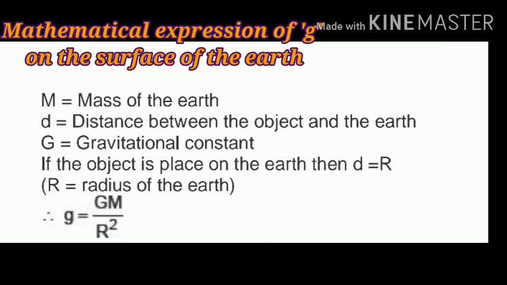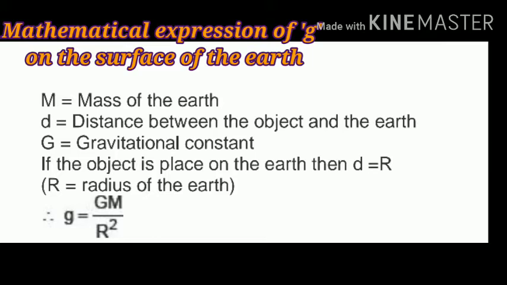So what is g? g is G into M by R square. So what are they? Capital G is the gravitational constant, the universal gravitational constant. M is the mass of the earth and R is the radius of the earth.